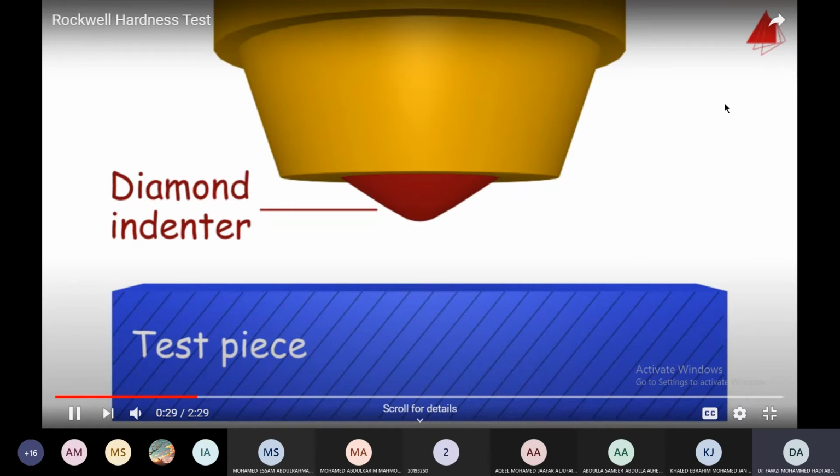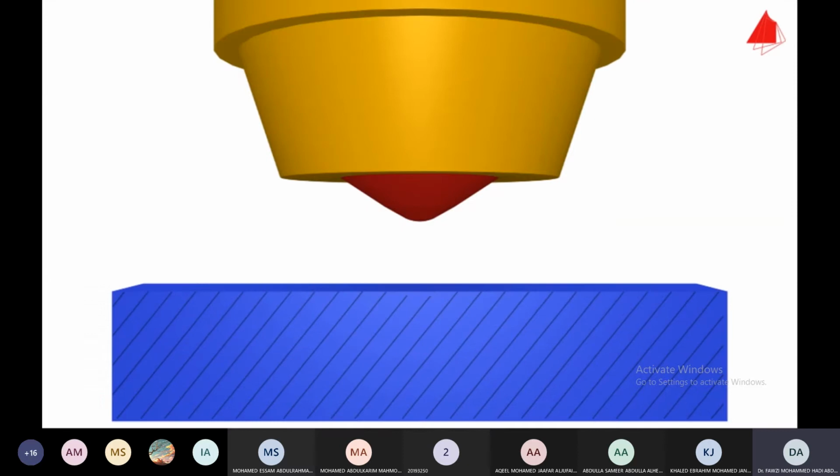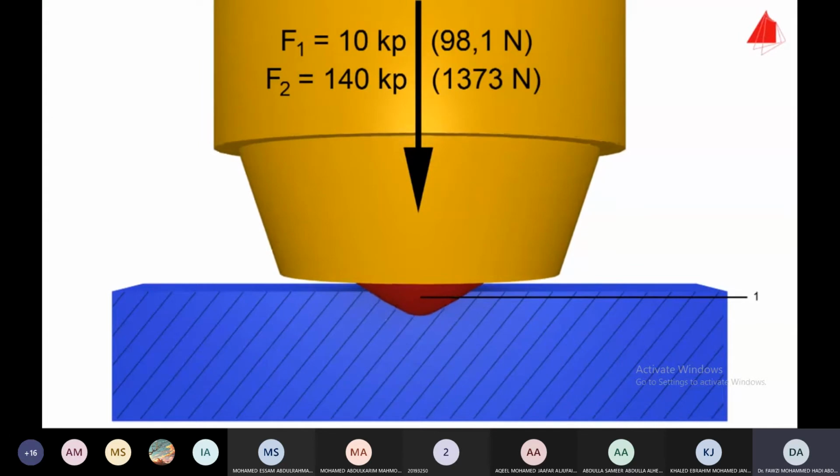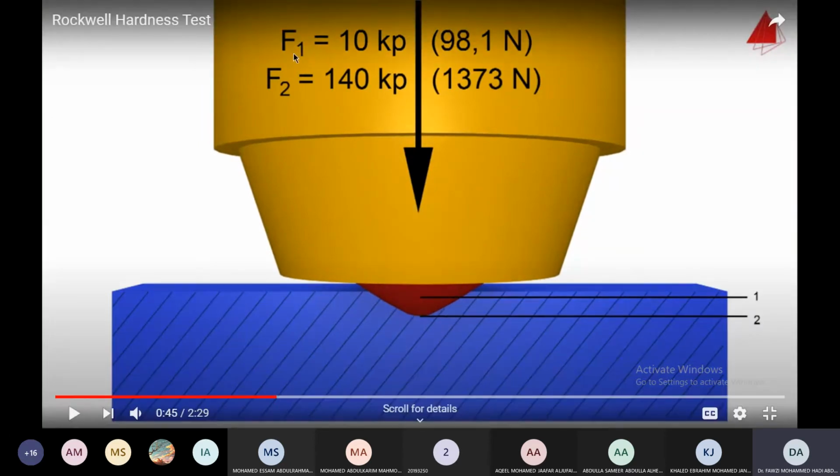Indenter. In step 1, the diamond cone is pressed onto the test piece surface with a minor force of 10 kilopond. The depth of indentation under this preliminary load is the reference point. In step 2, the test force is increased by 140 kilopond, which acts as the major force. This is what I was saying. There is the initial minor load applied at the beginning, and then there is the actual final load, called the major load. This initial load is applied in order to increase the accuracy of the measurement, and it is kept until the measurements are done, and then it is removed.